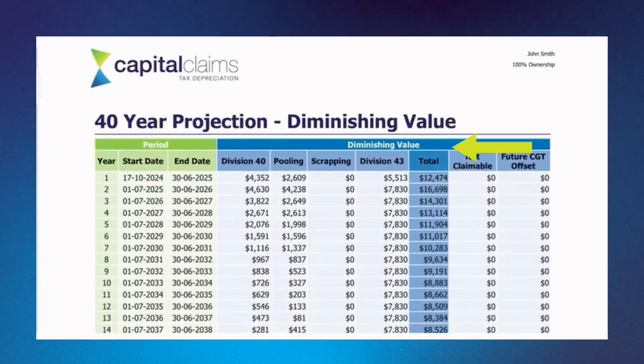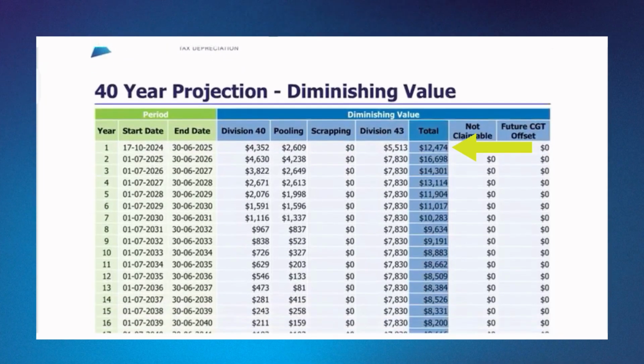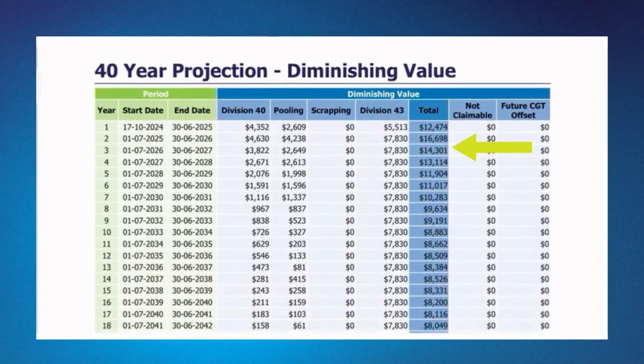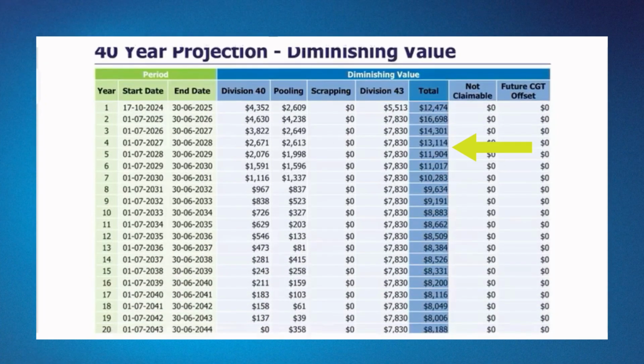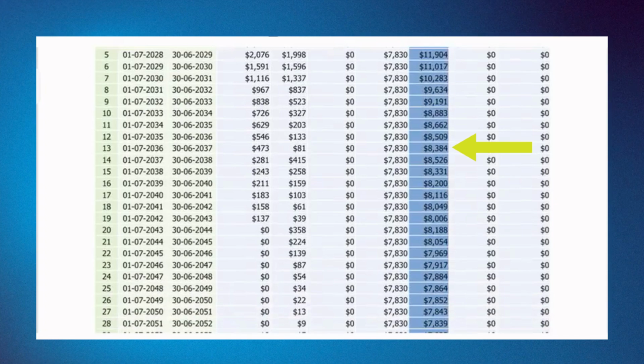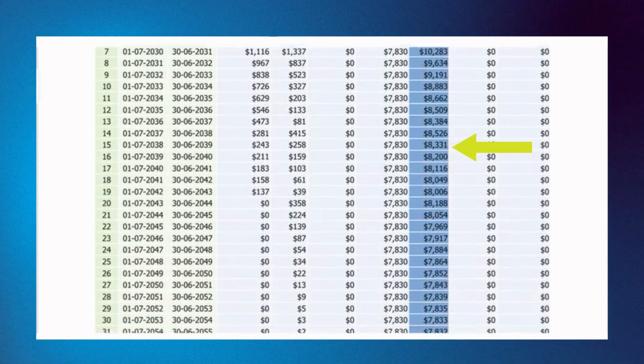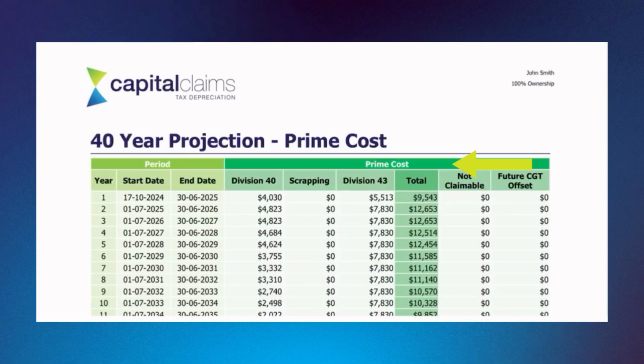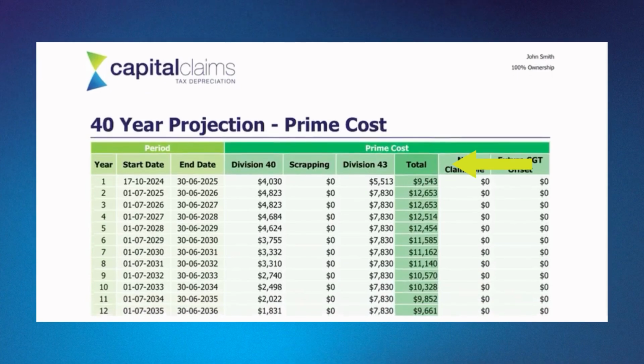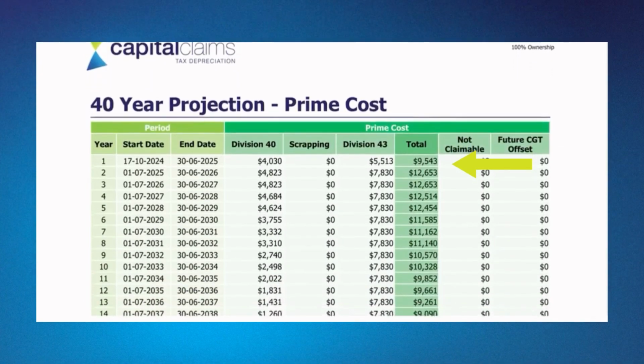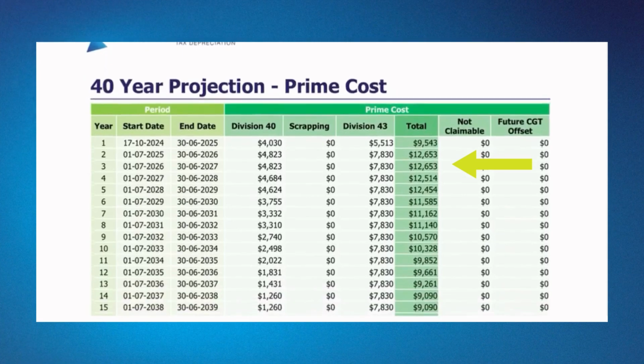The diminishing value method offers higher initial deductions, which can be beneficial for investors looking to maximise their tax deductions up front. It's also useful for assets that lose value quickly or become obsolete faster. On the other hand, prime cost method offers consistent deductions, providing a steady and predictable amount of depreciation each year.